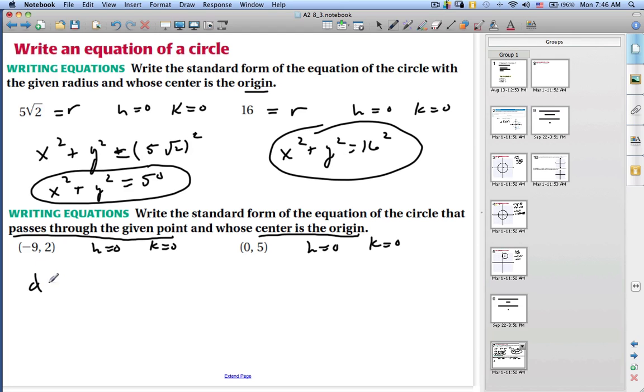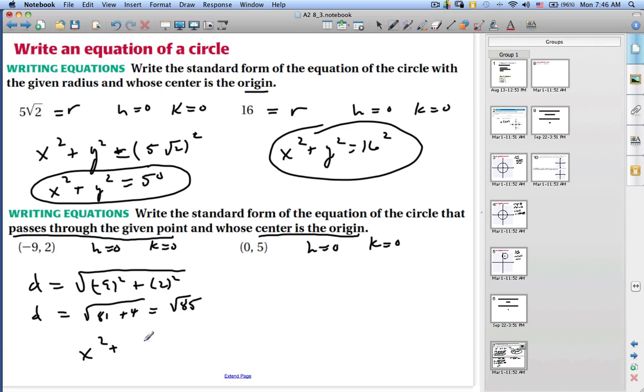So I know that my distance will be equal to the square root of negative 9 squared plus 2 squared. So my distance will be equal to the square root of 81 plus 4, which would be 85. Root 85. Now what's nice is that I'm going to square this anyway, so I don't really have to worry about the radical. x squared plus y squared is equal to the radius squared, 85.